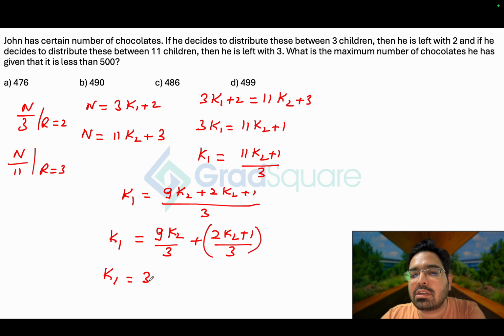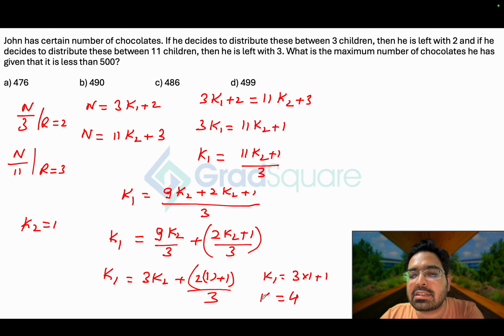So k1 will become 3k2 plus (2k2 plus 1) divided by 3. So what should be the value of k2 so that this gives me an integer? Of course, k2 should be equal to 1, because if k2 is 1, the numerator over here will be 3, and 3 by 3 will give me 1. So if k2 is 1, then I get (2 times 1 plus 1) divided by 3, and k2 over here should also be 1. So k1 effectively turns out to be 3 into 1 plus 1, which is 4. K1 is 4. Right?